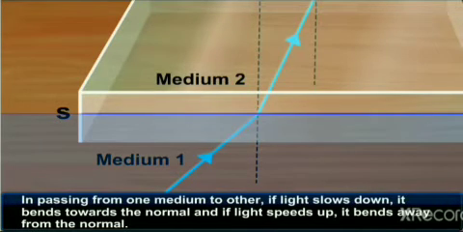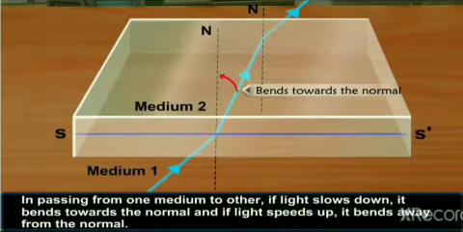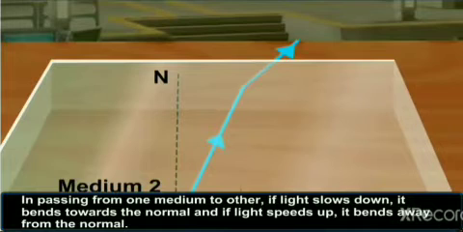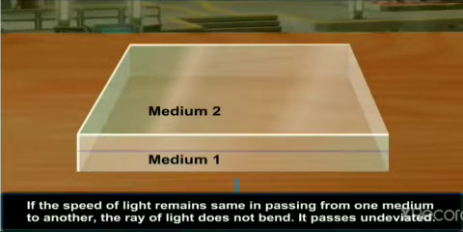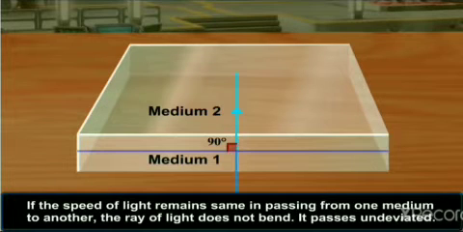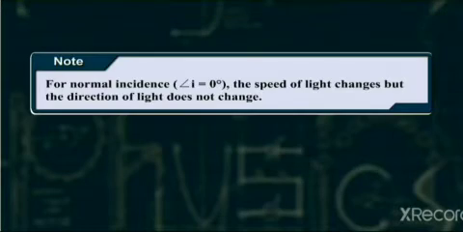In passing from one medium to another, if light slows down, it bends towards the normal, and if light speeds up, it bends away from the normal. If the speed of light remains the same in passing from one medium to another, the ray of light does not bend. It passes undeviated. Note, for normal incidence, angle I is equal to 0 degrees. The speed of light changes, but the direction of light does not change.